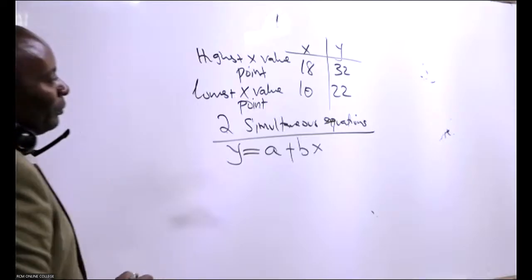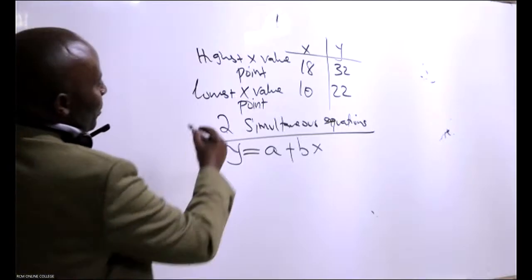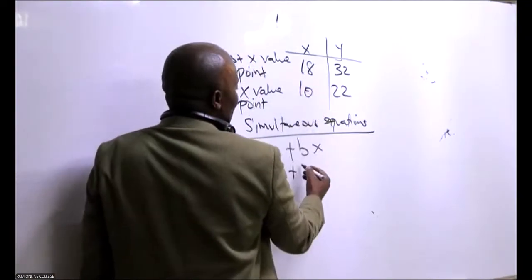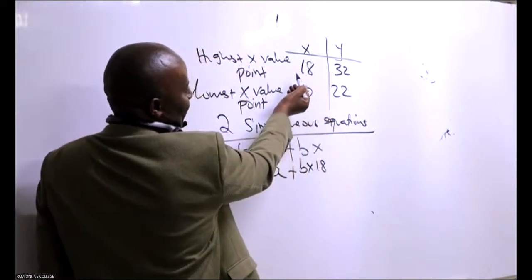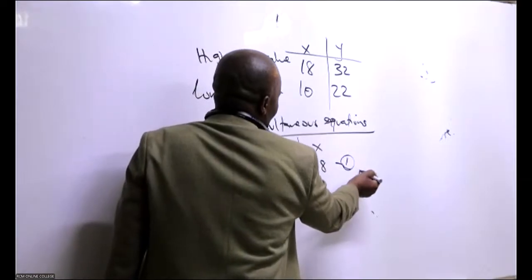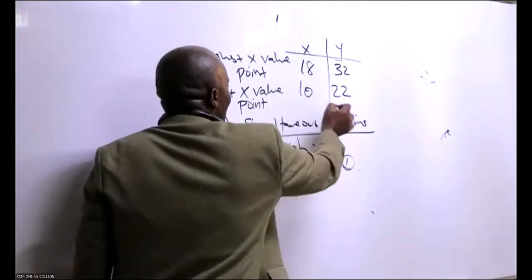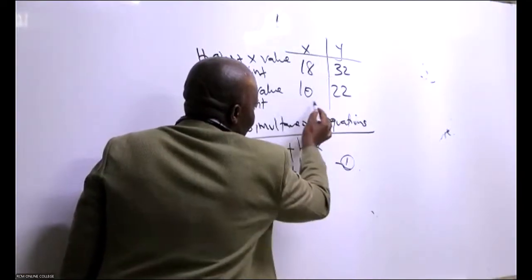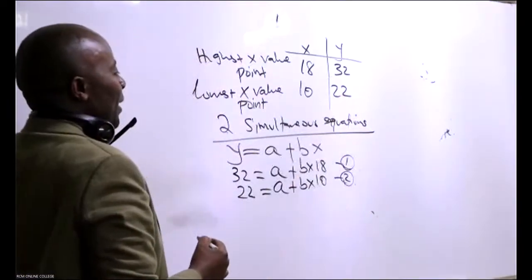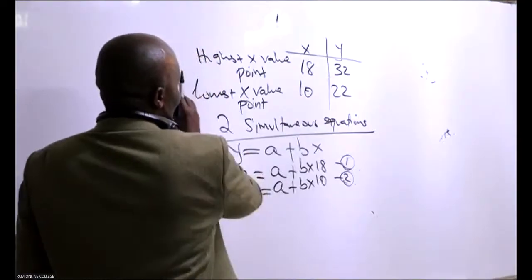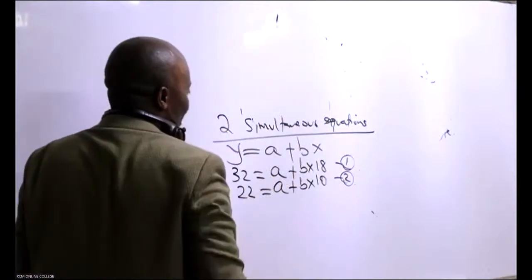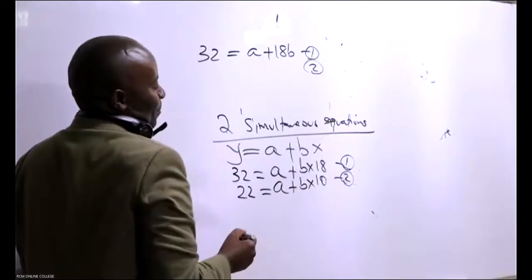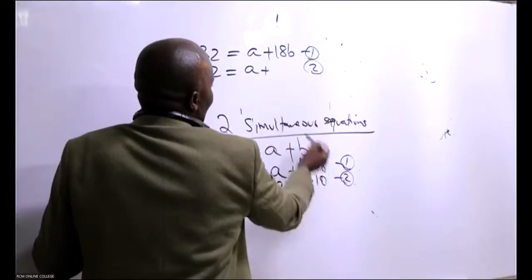What do we have there? It is y, 32, equals a, which we do not know, plus b times 18. You can call this equation 1. The second equation: y, which is 22, equals a plus b times 10. Equation number 2. We have to write these in a proper way. So it will be 32 equals a plus 18b, equation 1, and 22 equals a plus 10b, equation 2.